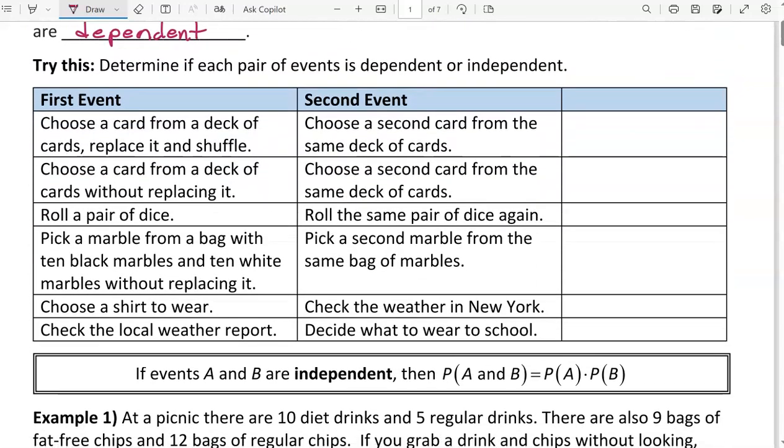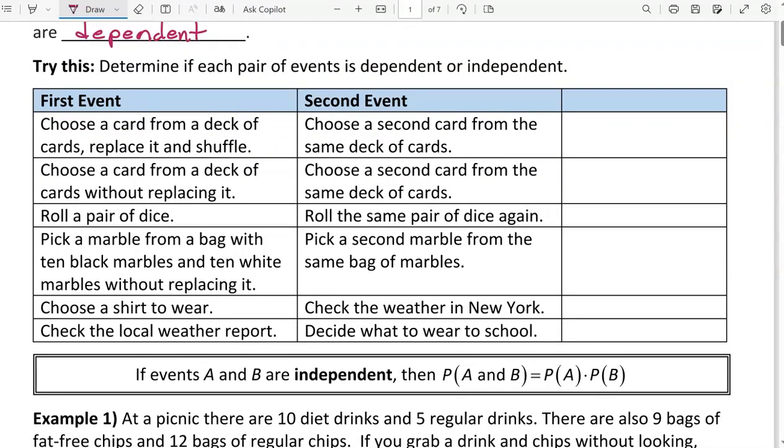Let's take a look at a few examples of these. If I choose a card from a deck of cards, and for instance, I choose the Ace of Spades, I replace it, and then I shuffle the cards, and then I choose a card again from the same deck of cards. Those are independent events because the outcome of the first pick does not affect the outcome of the second pick because I've replaced the card and shuffled.